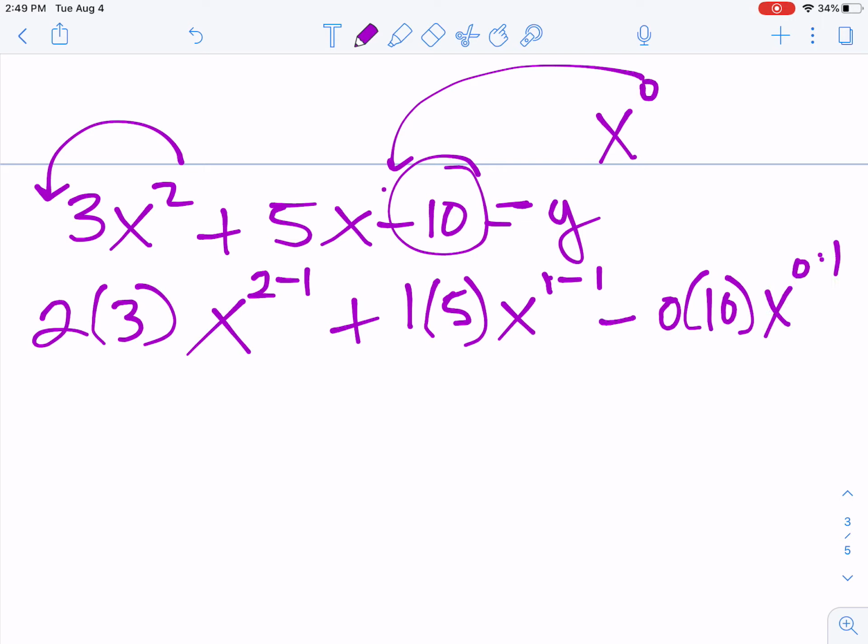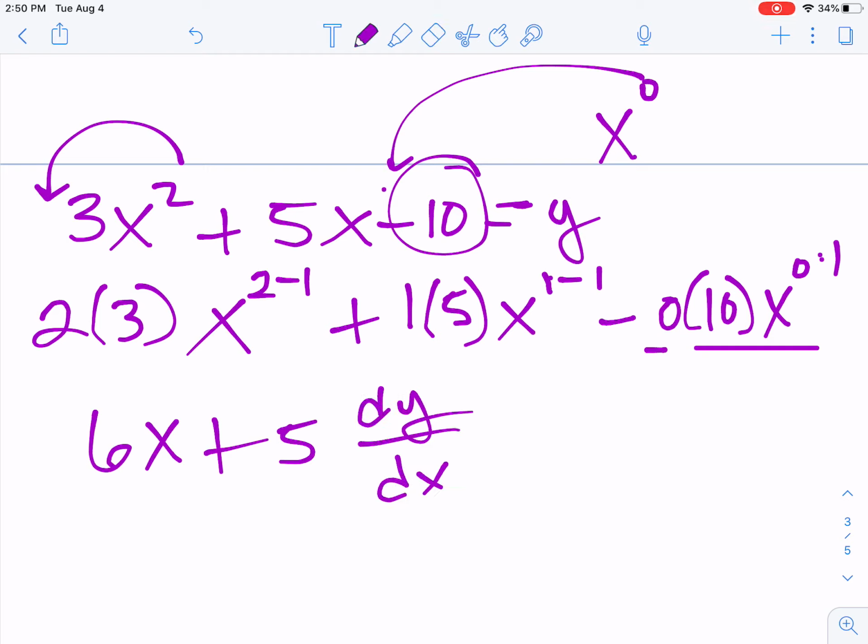Now we can actually fill all these out. So 2 times 3 is 6. 2 minus 1 is 1. Well, I know I don't actually need that anymore. 1 times 5 is 5. X to the 1 minus 1 is x to the 0. I know that I don't actually need x to the 0. Minus, well, 0 times anything is 0. Okay, well, I know I don't actually need that either. So this is my function.